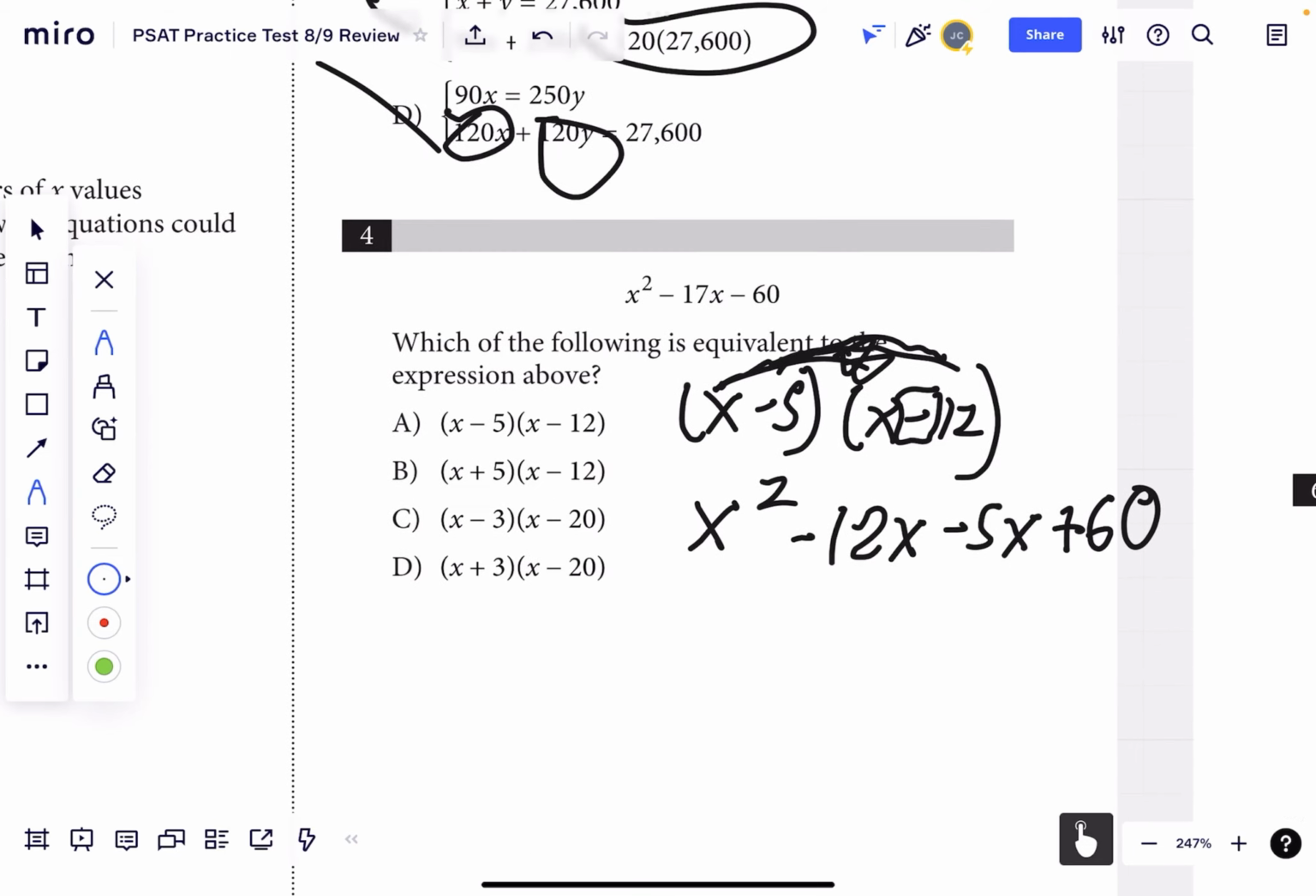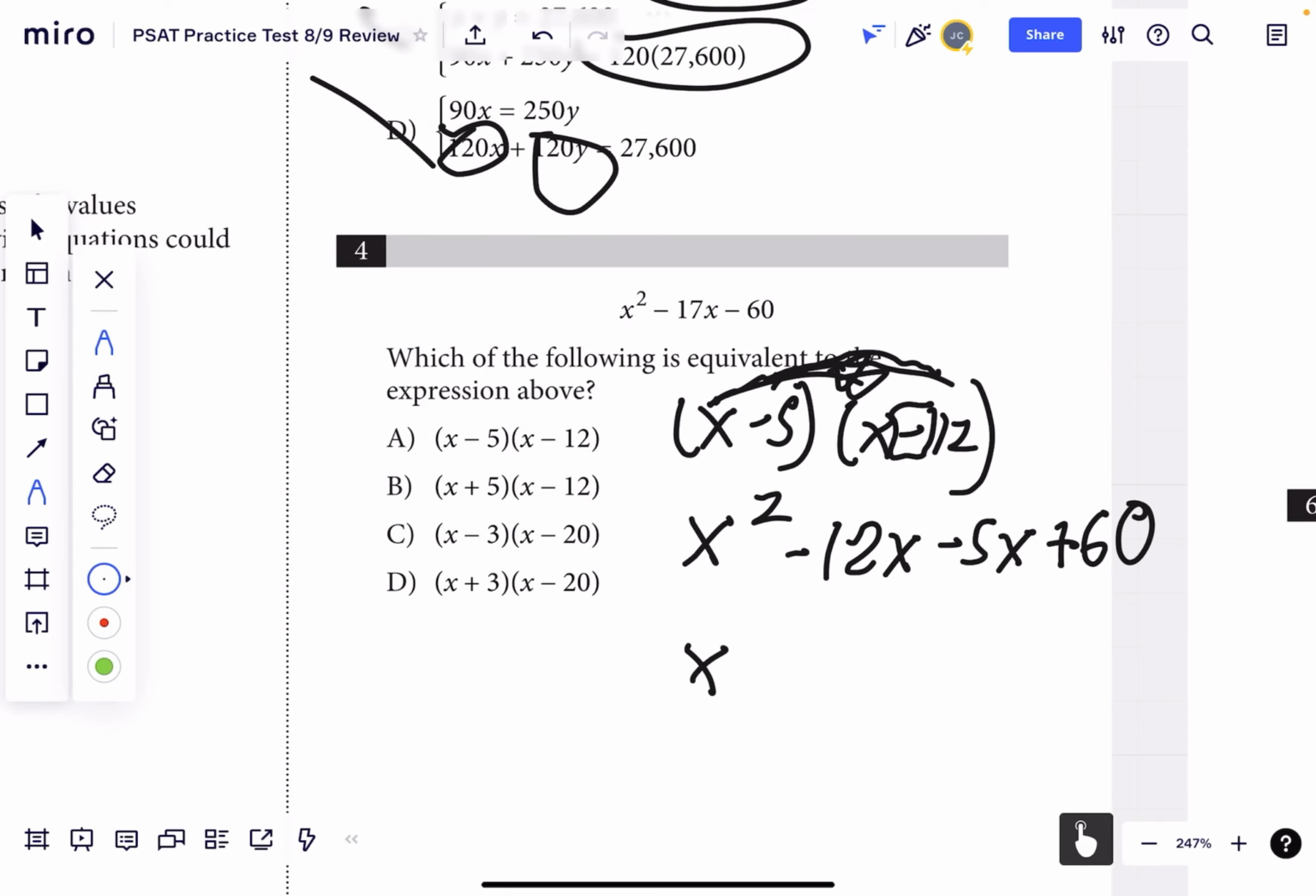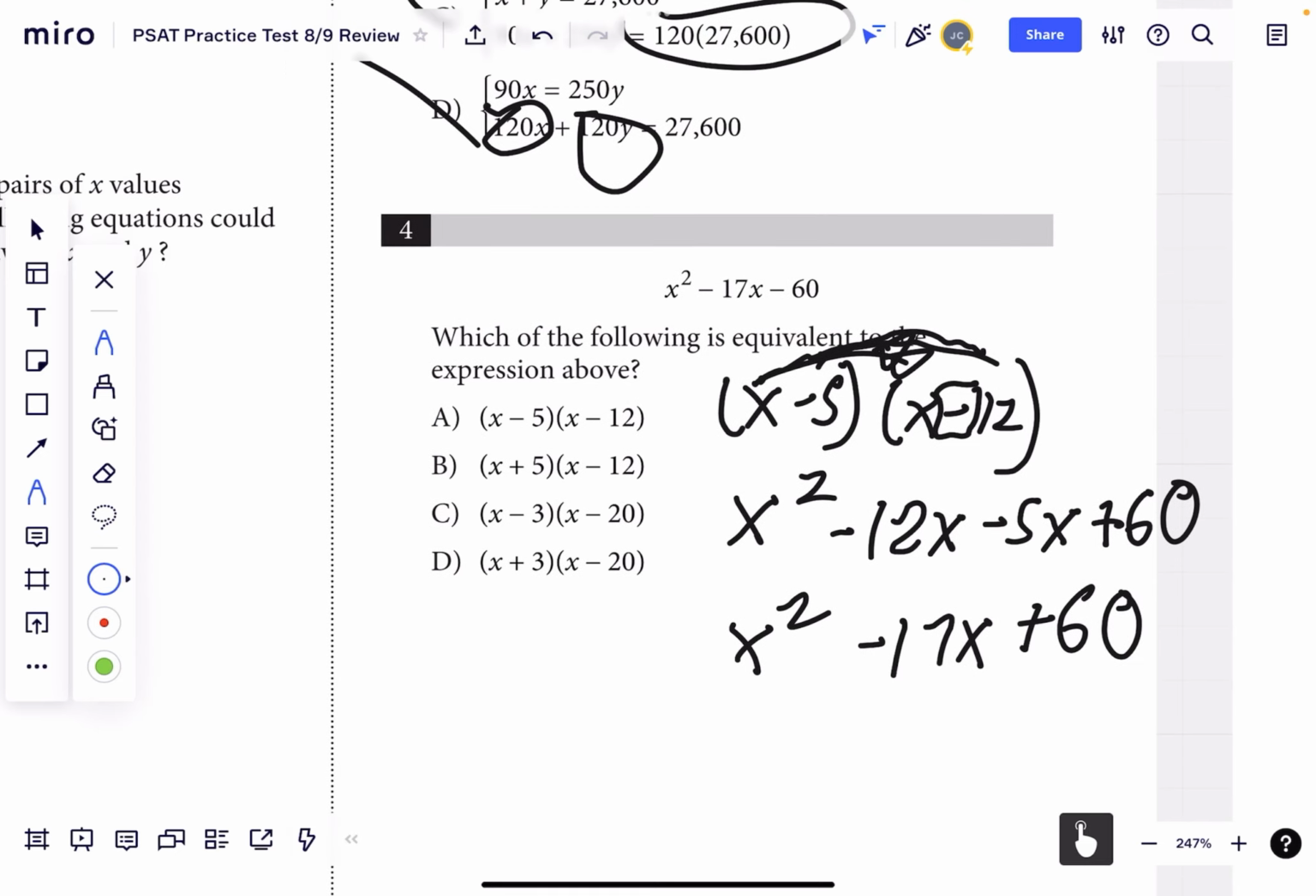So is this the same thing? Let's simplify. We get x squared minus 17x plus 60. No, it's not the same one. Since, as you can tell, we're doing a plus 60, even though the answer is negative 60. So we'll cross A out.